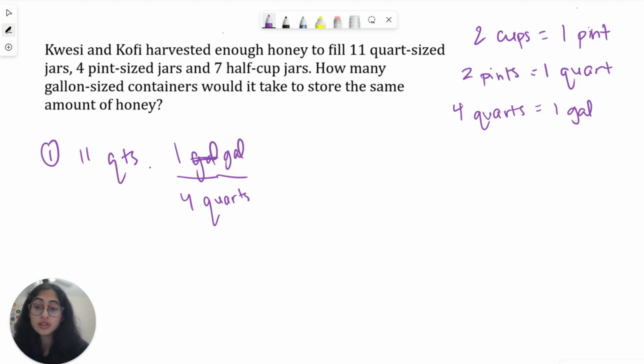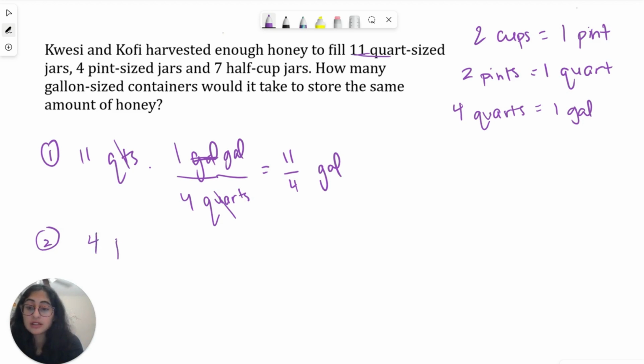It doesn't really change anything, but what it does do is make our units cancel out, and we're only left in gallons, which is the unit that we want. So we're left with 11 fourths gallons. So that's how many gallons the first jars convert to.